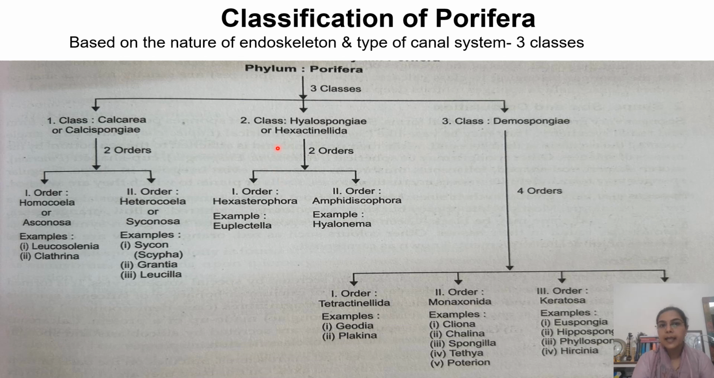If we come to the class Hexactinellida, again there are two orders, the order Hexasterophora and the order Amphidiscophora, and we have the most common examples Euplectella and Hyalonema. The class Demospongiae has four orders, the order Tetractinellida, Monaxonida, the order Keratosa, and the order Myxospongida, where most important species of the sponges, in fact the maximum number of species of sponges, fall into this class Demospongiae. The important ones being Cliona, Spongilla, Euspongia, and so on.